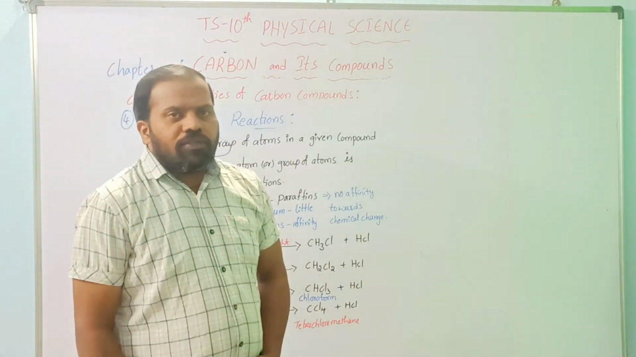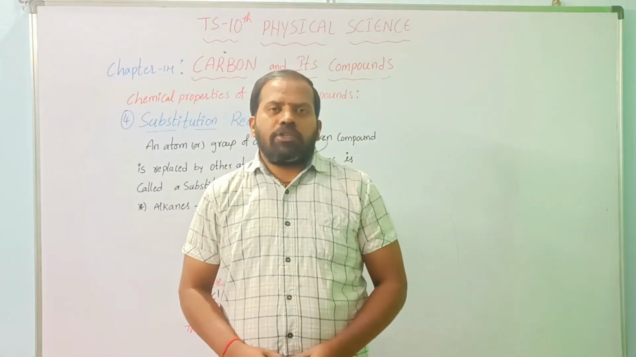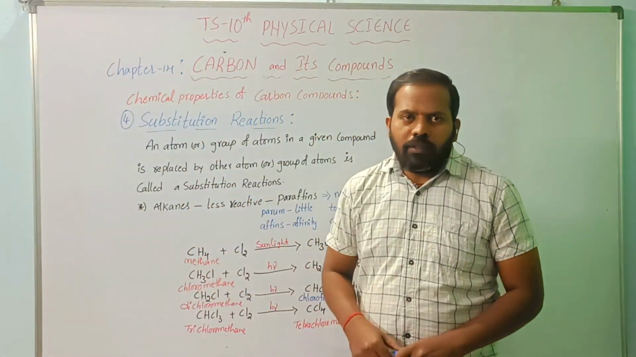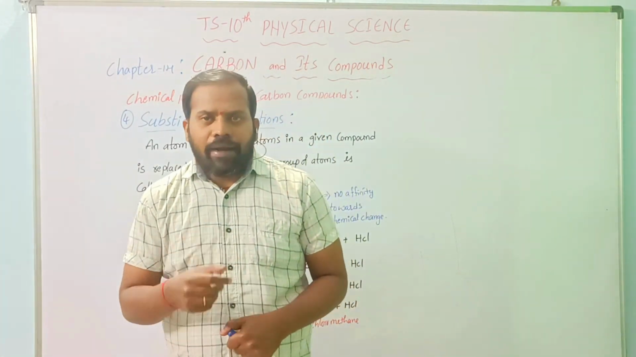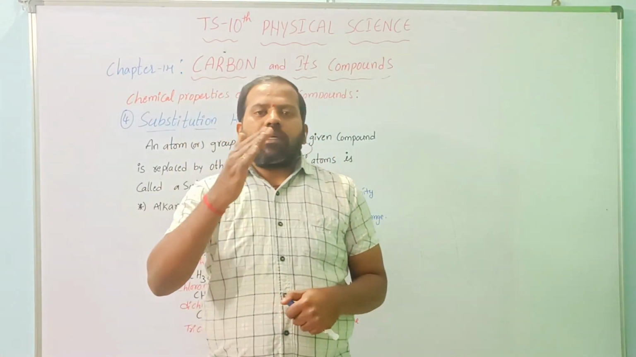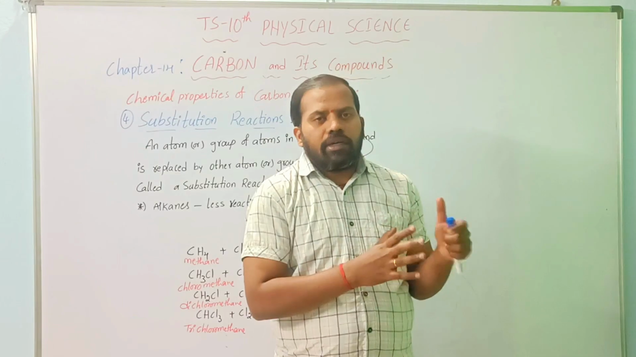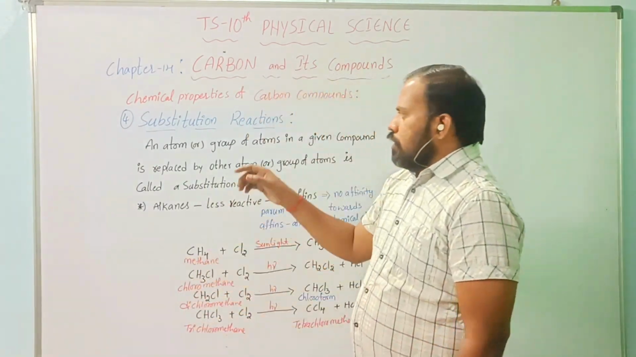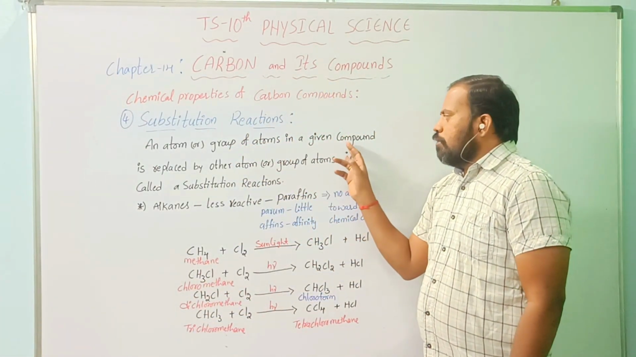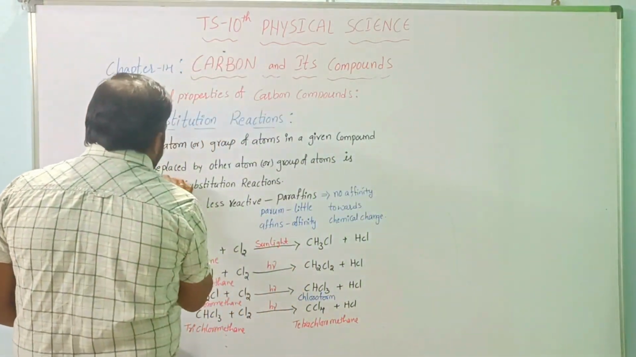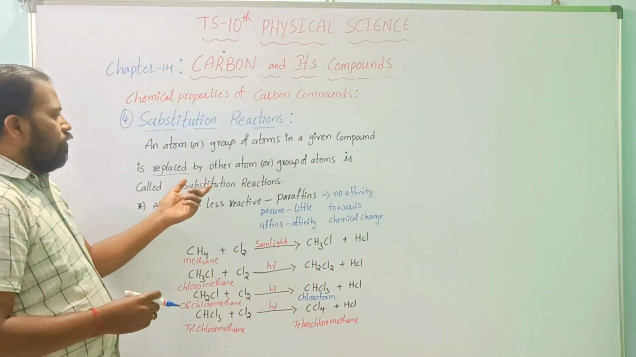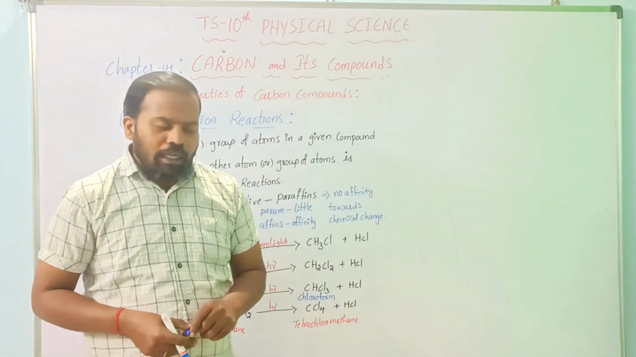So in the chemical properties of carbon and its compounds, the fourth type of reaction is the substitution reaction. Substitution means any one element or atom, or a group of atoms, can replace that element in the molecule. You can see the definition: an atom or group of atoms in a given compound is replaced by other atoms. That we can say is the substitution reaction.